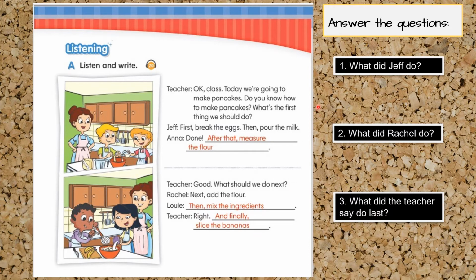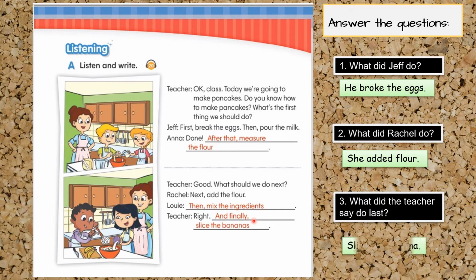Okay, so can you answer the following questions? What did Jeff do? So here, can you find the answer? Jeff? Yes, Jeff broke the eggs. So he broke the eggs. And then what did Rachel do? Rachel, where is Rachel here? So the answer will be she added the flour. Yes, she added the flour. What did the teacher say to do last? So the teacher said this one. Slice the bananas. So is the dialogue here clear for you?